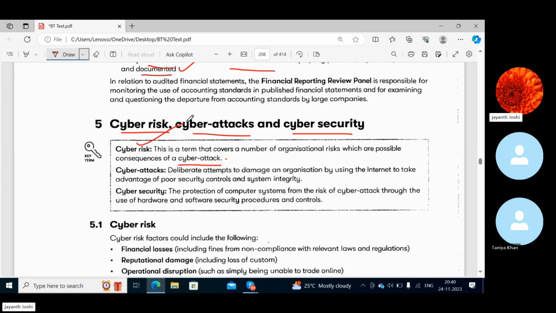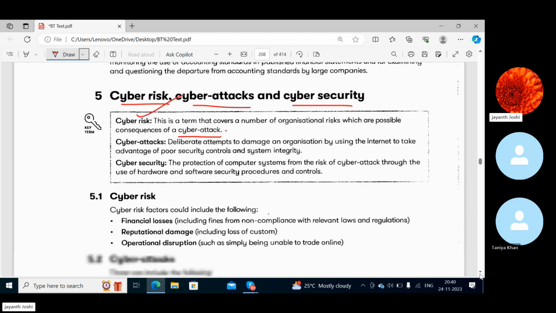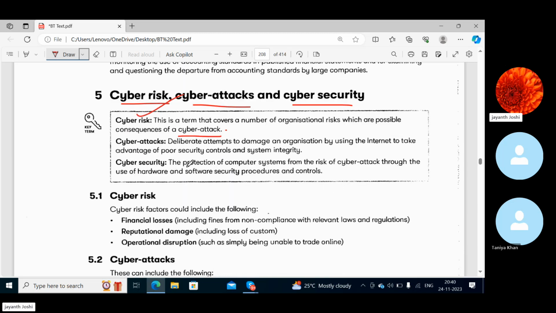Cyber attack is, in reality, someone has tried to damage or made some deliberate attempts to damage an organization by using the internet to take advantage of poor security controls and system integrity. Cyber security is something which is protecting the systems and risk of cyber attack through the use of hardware and software security procedures and controls.